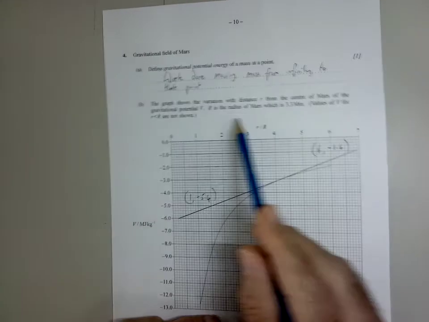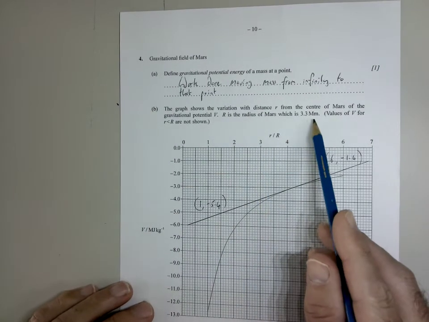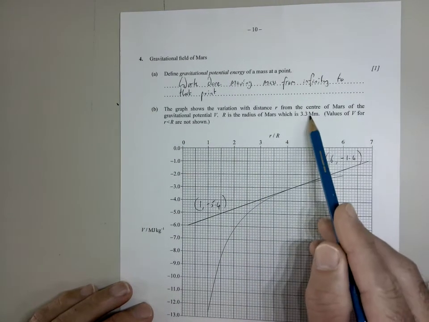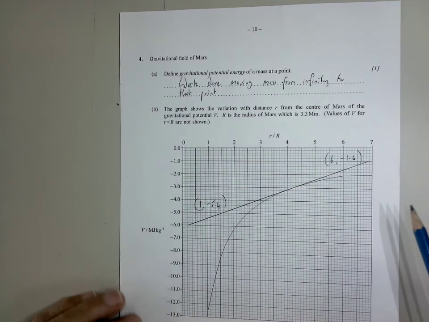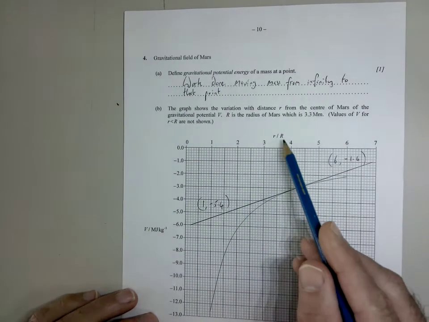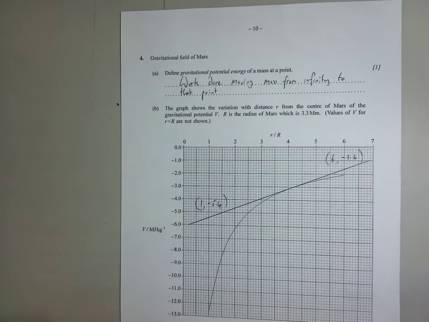Okay, do read carefully. What does it say? R is the radius of Mars, which is 3.3 Mm. Be careful there. We're talking about megameters, so be careful of units. Look at the graph 2, radius in terms of R and potential in terms of megajoules per kilogram. So again, be careful of units.